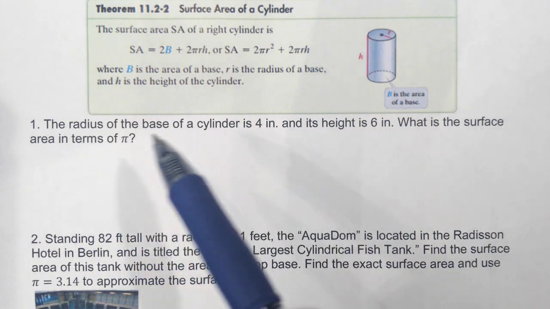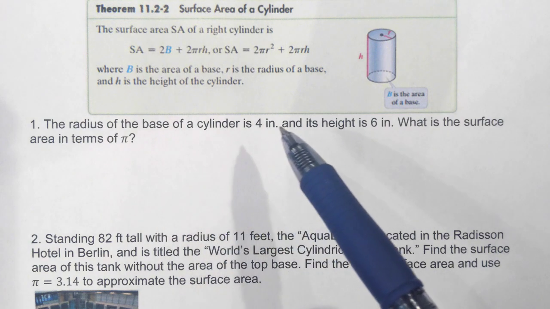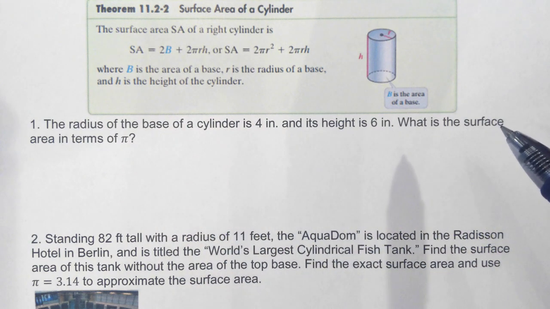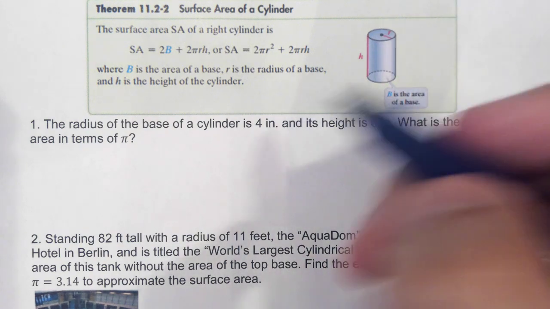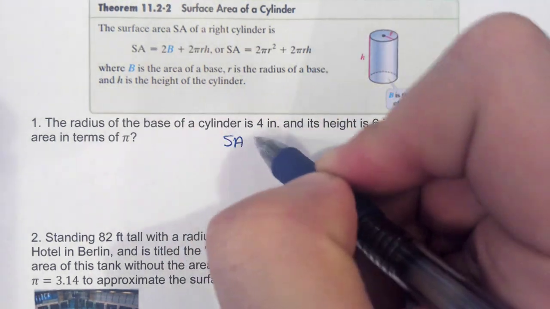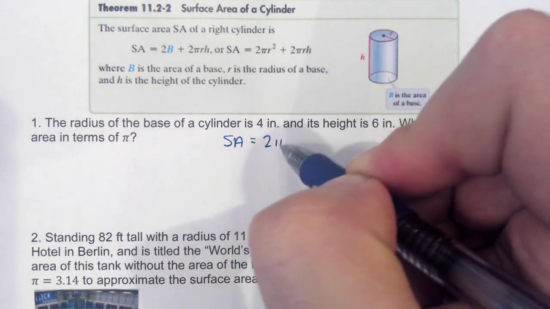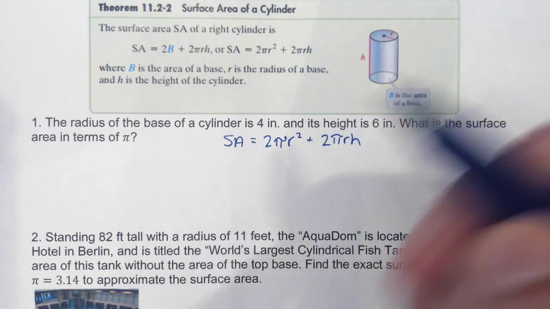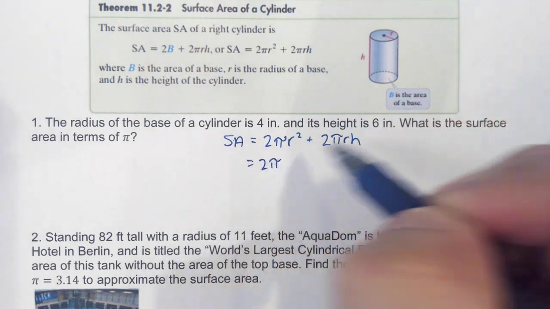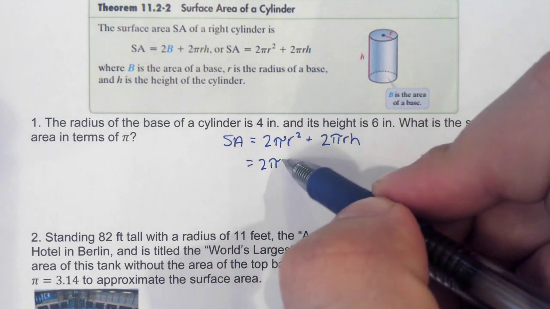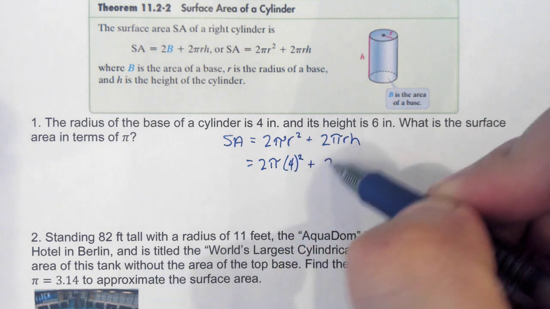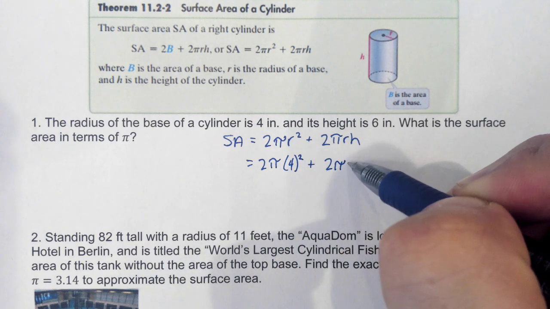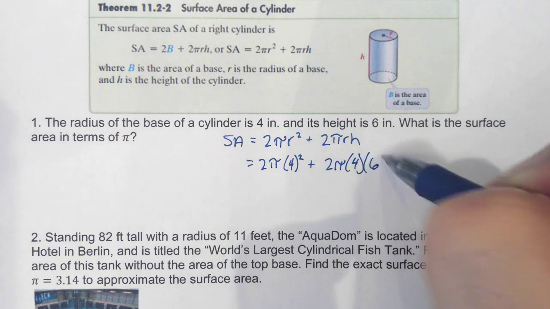The radius of the base of a cylinder is 4 inches, and its height is 6 inches. What is the surface area in terms of pi? Okay, so I'm going to write down the formula, and then all I have to do is plug it in because it's spelled out for us pretty nice. 2 pi r squared plus 2 pi r h. So that'd be 2 pi times the radius. The radius, they tell us, is 4. And 2 times pi times the radius, which again is 4, times the height, which is 6.